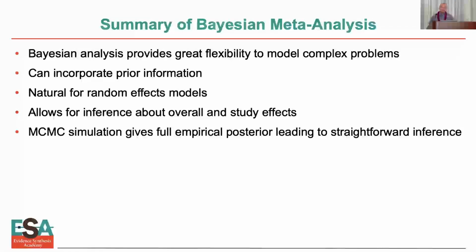So basically the summary here is that the Bayesian analysis provides a lot of flexibility to model complex problems. I haven't really shown you too many complex problems, but the machinery is there to do it. It can incorporate prior information. It's very natural for random effects models. It allows for inference about both overall and study effects. And by using the Markov chain Monte Carlo simulation, you get the full posterior distributions, and that leads to pretty straightforward inferences. Okay, so any questions on that?